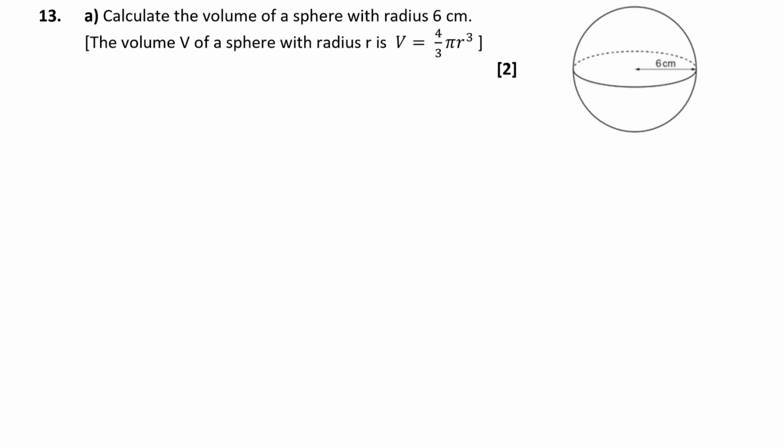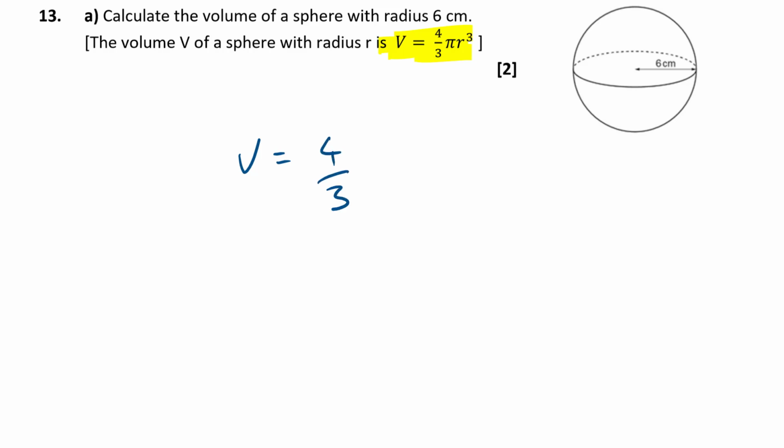Question 13a, calculate the volume of a sphere with radius 6 centimeters, and I've been handily given the formula. V equals 4/3 pi r cubed, although I do recommend you just know these anyway, they're handy to know. So for the volume, I just need to sub the r in, don't I, and it's job done.